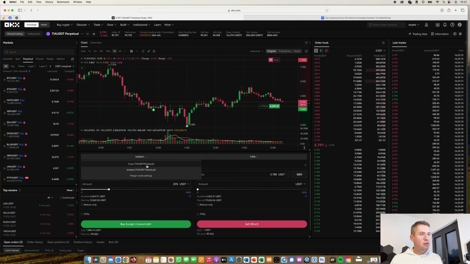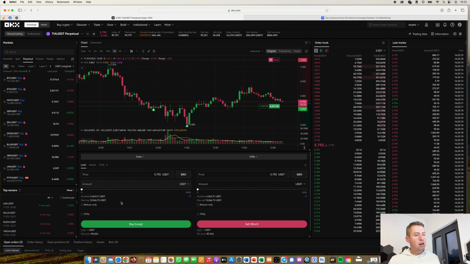If you would do cross, you could lose a maximum of all the money that you have in your futures account or in your trading account, basically. And here you can do a market and a limit order again. And you could basically say, okay, if the price drops to 5.64 or whatever, you will want to open a position, and then you can select that.